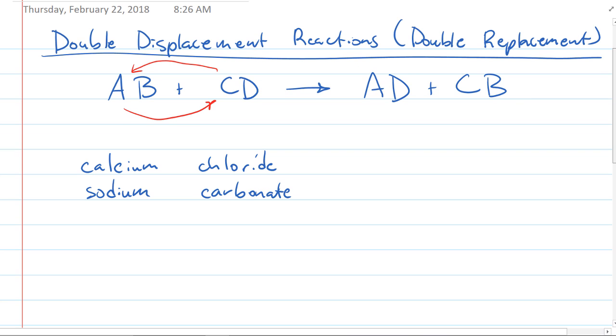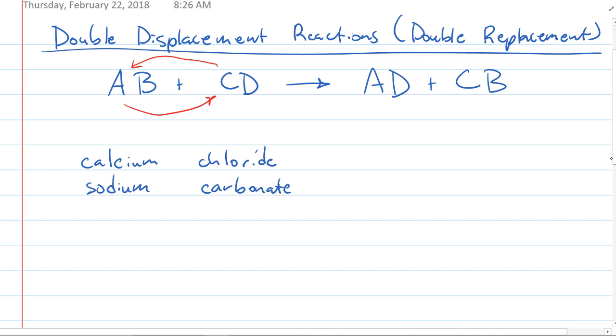First of all, we're going to write out formulas for the two reactants. Let's write out a formula first for calcium chloride. If we're going to write it for calcium chloride, it might be helpful to get out our periodic table.